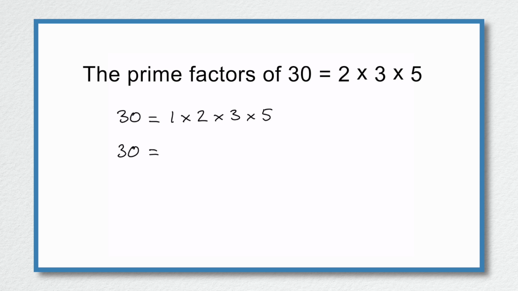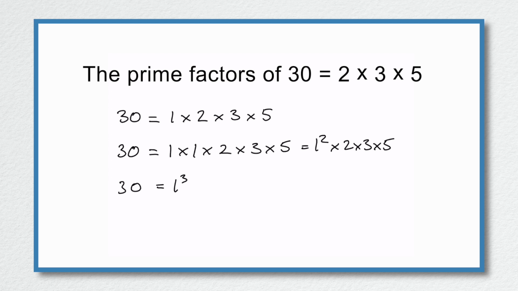But also, 30 could be written as 1 multiplied by 1 multiplied by 2 multiplied by 3 multiplied by 5, which we would write like this: 1 squared multiplied by 2 multiplied by 3 multiplied by 5. We could also write 30 as 1 cubed multiplied by 2 multiplied by 3 multiplied by 5, and so on. If we count 1 as a prime number, suddenly we could have an infinite number of ways of writing a number in terms of its prime factors. So this is one of the key reasons why 1 is not a prime number.